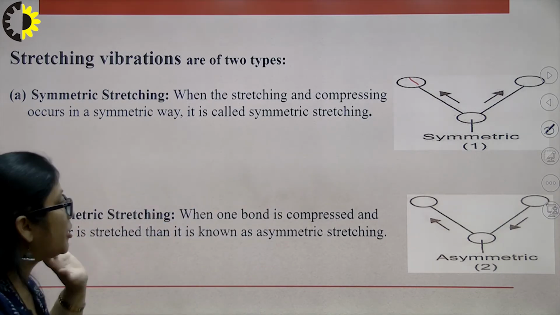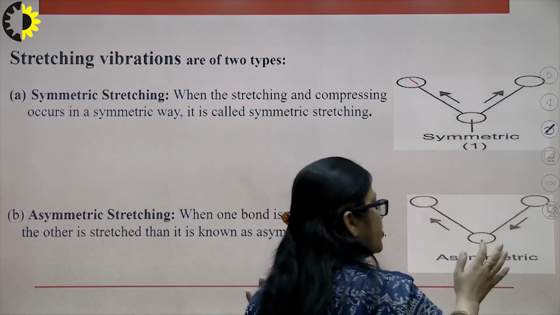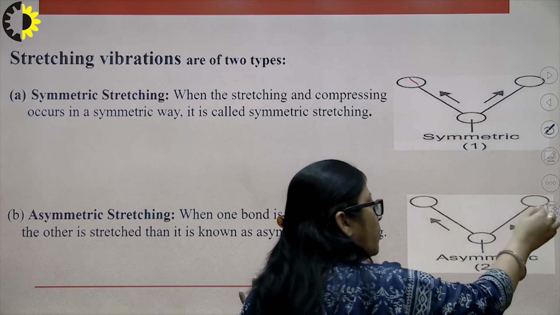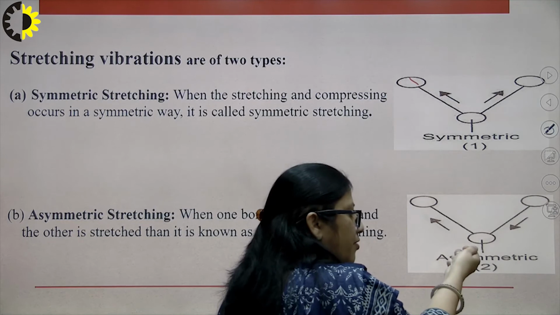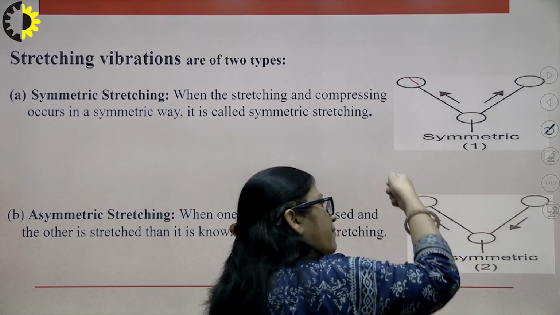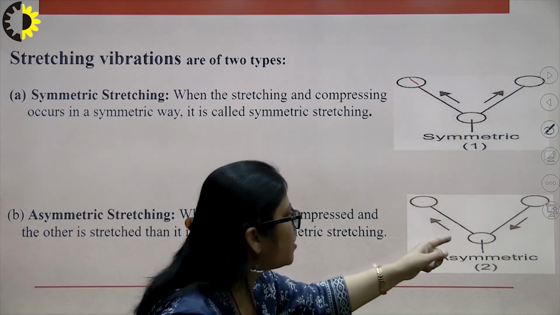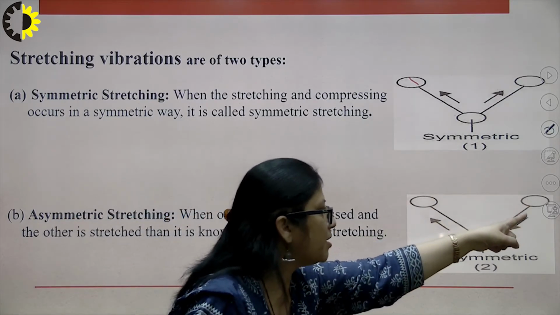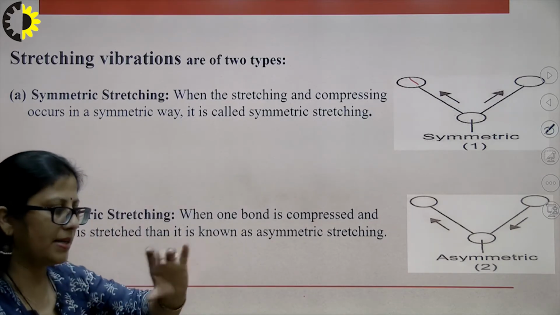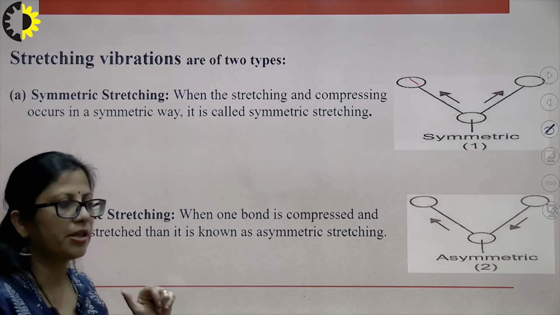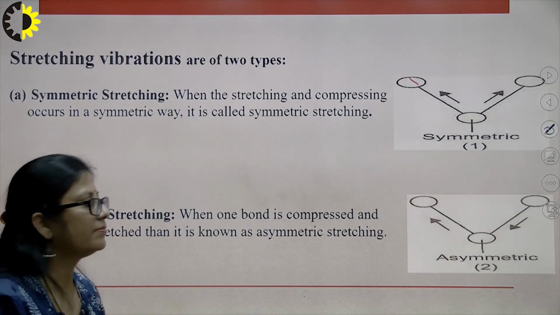Asymmetric stretching. Asymmetric stretching takes place when, of the two atoms joined to the central atom, one atom moves towards the central atom, it gets attracted towards the central atom, and the other atom moves away from the central atom. Now, in this case, this atom is moving away, whereas this atom is moving towards the central atom. So, when one bond is compressed and the other is stretched, then it is known as asymmetric stretching.